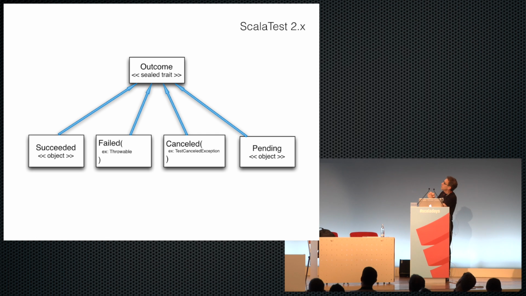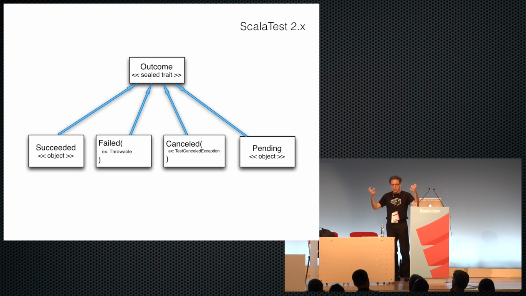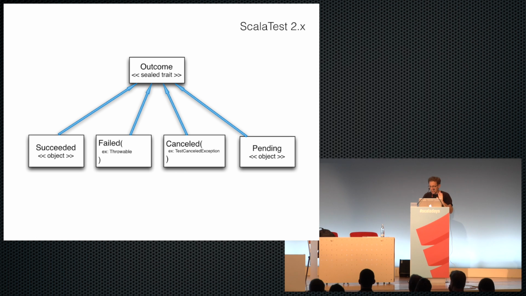In ScalaTest 2.0, we added this ADT called Outcome that represents the outcome of a test, and there are 4 possibilities. A test can either succeed, fail, be canceled, or be pending, right? Succeeded and Pending are singleton objects. It either succeeded or it's pending. And Failed and Canceled wrap an exception. Canceled always wraps a TestCanceledException, and Failed can wrap a TestFailedException or any other exception, because any other exception will cause the test to fail. And so that existed.